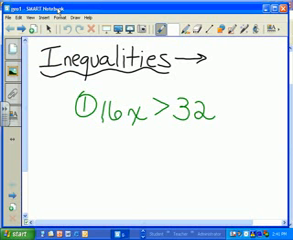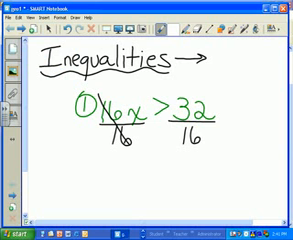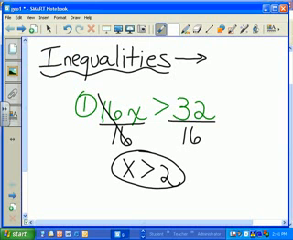So what would we do if it said 16x equals 32? We would divide each side by 16 to get x all alone. That would make these 16s cancel, and then x would be greater than 2. End of story.